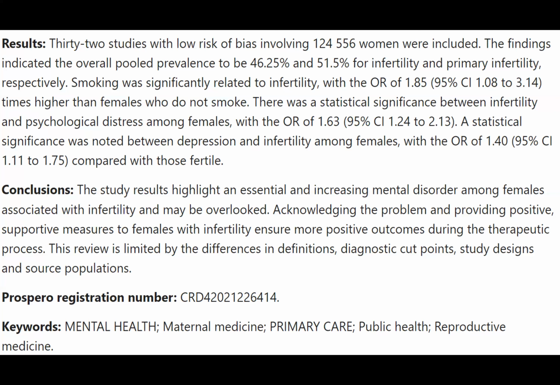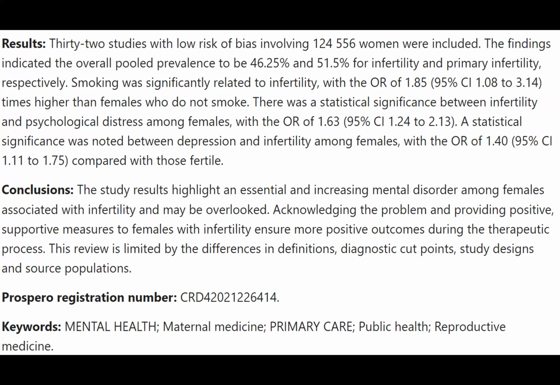Smoking was significantly related to infertility with an OR of 1.85 times higher than females who don't smoke. There was a statistical significance between infertility and psychological distress among females with an OR of 1.63. A statistical significance was noted between depression and infertility among females with an OR of 1.40 compared with those who were fertile.